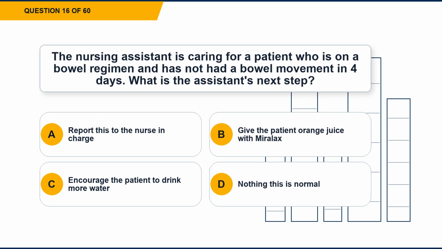Question 16. The nursing assistant is caring for a patient who is on a bowel regimen and has not had a bowel movement in 4 days. What is the assistant's next step? Option A. Report this to the nurse in charge. Option B. Give the patient orange juice with Miralax. Option C. Encourage the patient to drink more water. Option D. Nothing. This is normal.